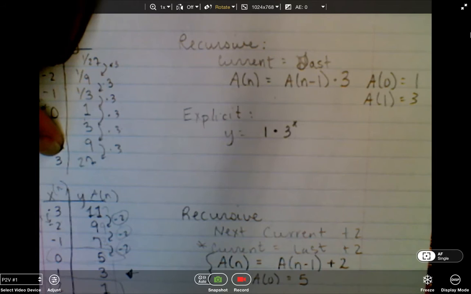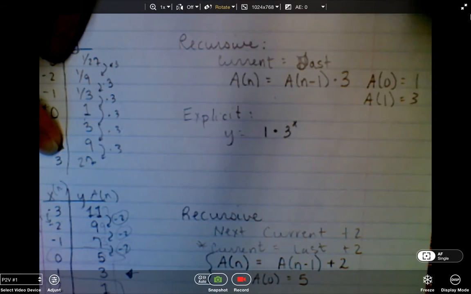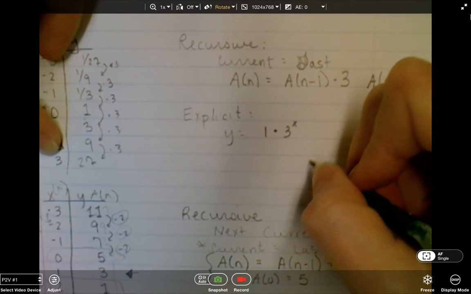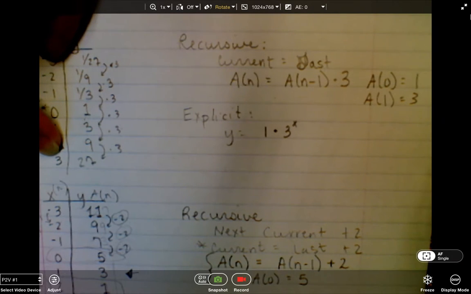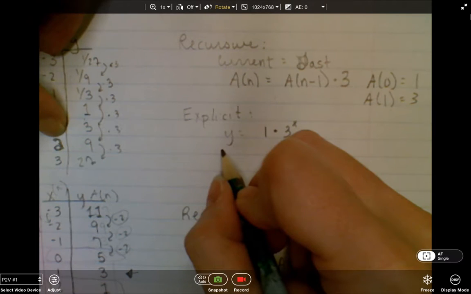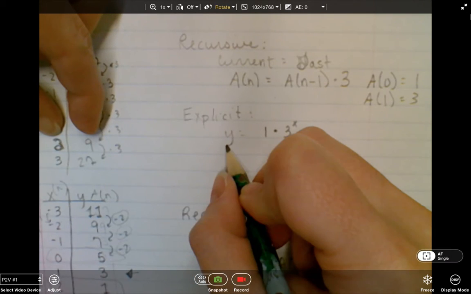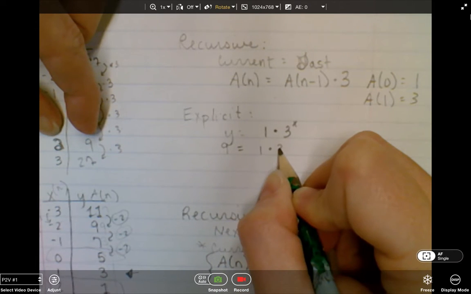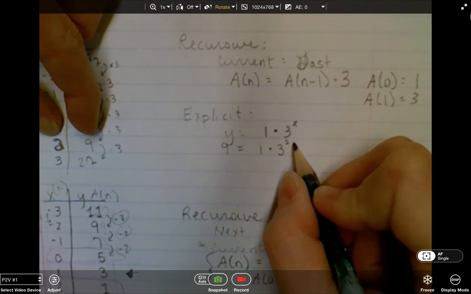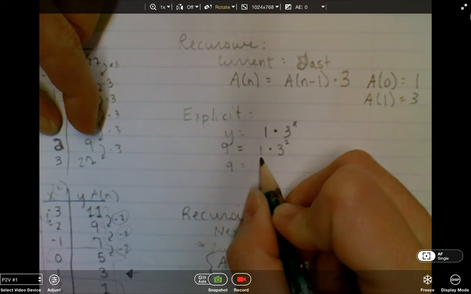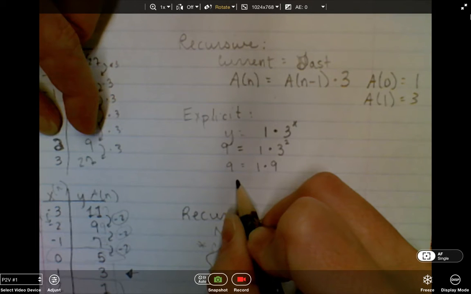Okay. And then again, you always want to check your work. A lot of you guys just put like +1 or something like that on your equations, and if you had tested it, you would have figured out that it didn't work. So let's plug in 2, 9 here. So 9 equals 1 times 3 to the second, and 3 to the second is 9. So I get 1 times 9, and yes, 9 equals 9. So yes, it works.